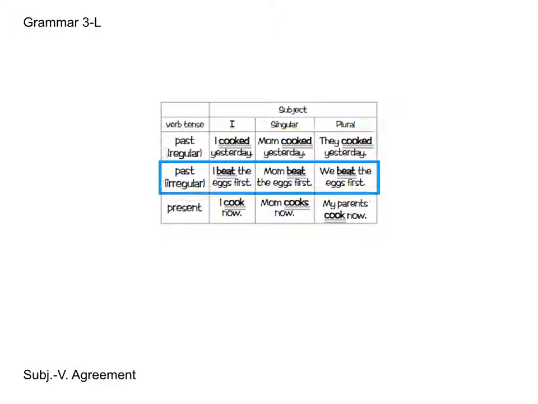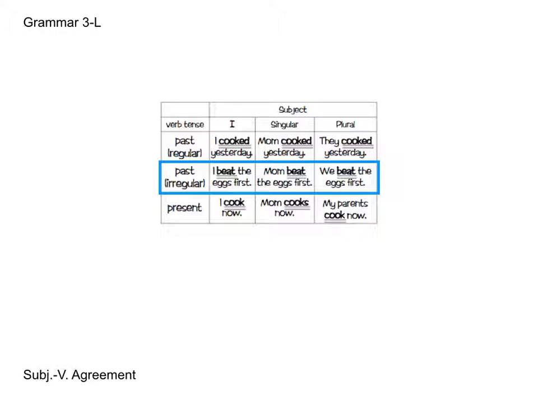Following that, we have our past tense for irregular verbs. Now, we all know irregular verbs, they all follow their own rules, and so we can't exactly say how to conjugate them, but you can see with these various subjects, I, mom, and we, that we have the same conjugation for each of those. I beat the eggs first, mom beat the eggs first, we beat the eggs first.